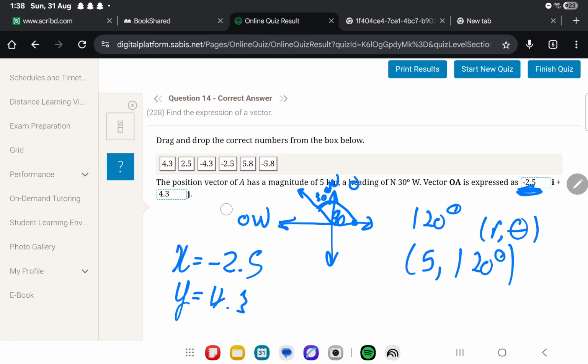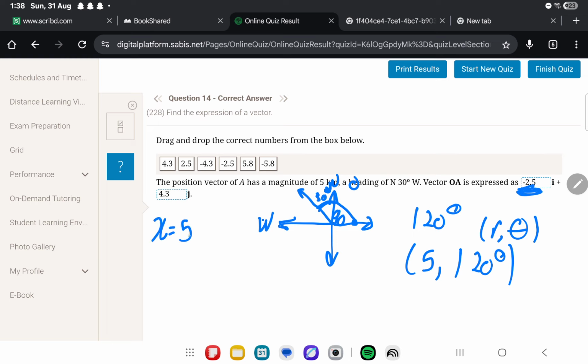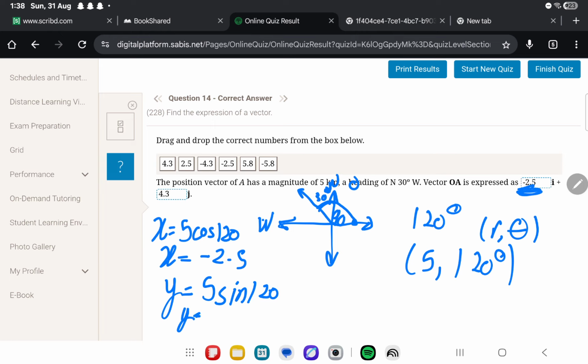But I'll just do it by hand, just so I can show you guys properly. What we're gonna do is, for the x component, it's 5 cosine 120, which is gonna equal negative 2.5, and then y is equal to 5 sine 120, which is gonna equal 4.3. So it's going to be negative 2.5i plus 4.3j. Moving on.